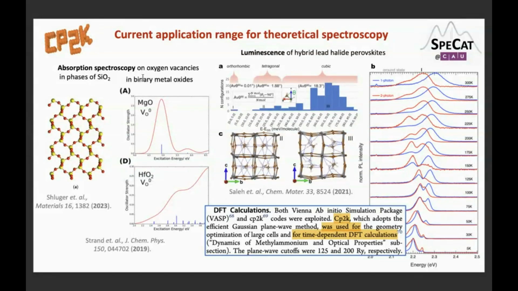While we cannot only compute vertical excitation energies, we also extended the module to compute excited state nuclear gradients. And I'm really happy to see actually that there's more and more work coming up who are using the module to compute emission spectra, as for example within this publication on luminescence of hybrid LED halide perovskites.